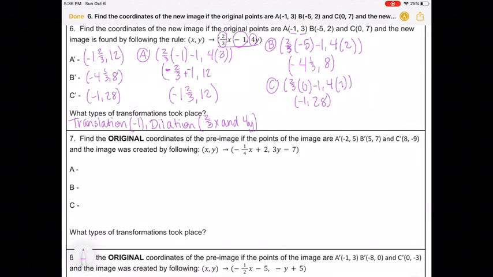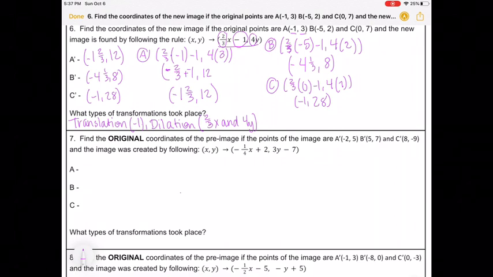All right, 7 and 8 are a little bit different because they give you the new points and they want you to find the original. So I'll show you first how to do this and let you try it out. It's essentially just an equation, so that's good if you're good with equations. You have to do it one at a time, so this is kind of a slow process, all right?